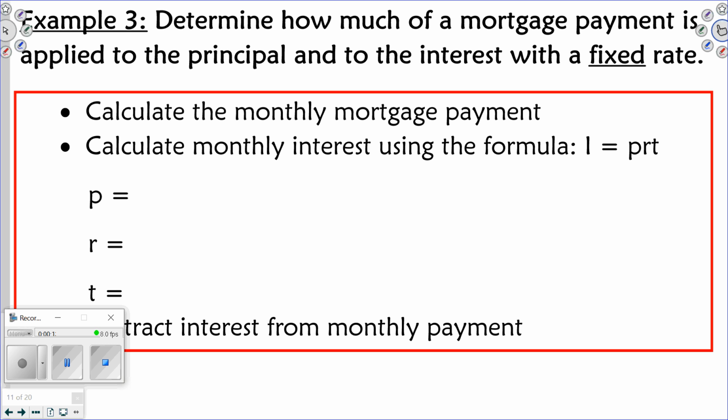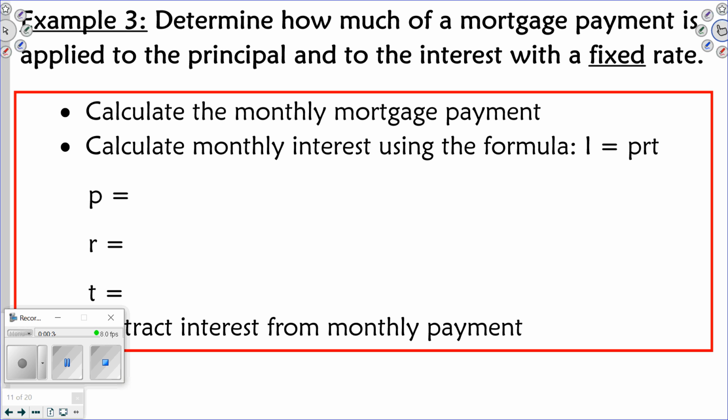Example 3: determine how much of a mortgage payment is applied to the principal and to the interest with a fixed rate. There are two types of loans you can have. A fixed rate will stay the same interest rate for all 15 years or all 30 years, however many years you have your loan.